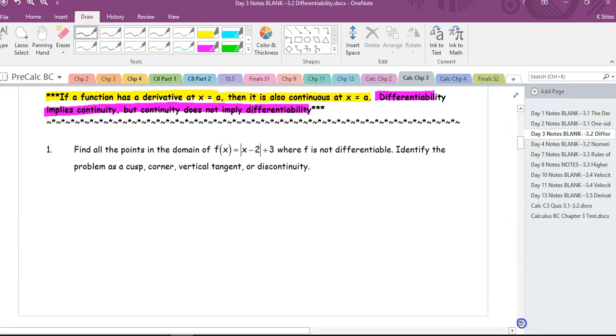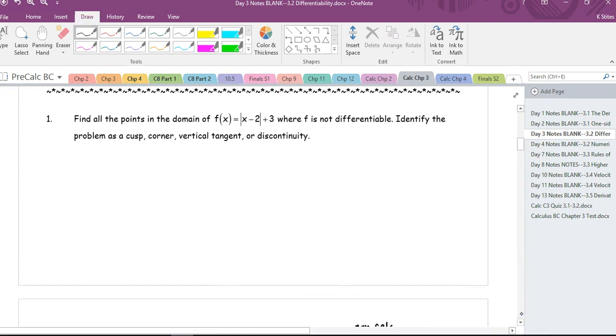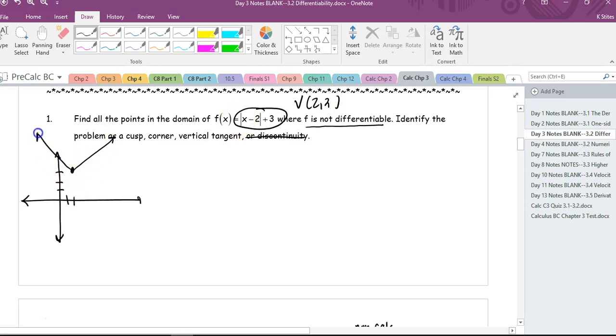Okay. All right, so let's give this a try. Find all points in the domain of f of x equals the absolute value of x minus 2 plus 3, where f is not differentiable. Identify the problem as a cusp, corner, vertical tangent, or discontinuity. All right, well, this is an absolute value graph. It's definitely continuous. And we can just kind of draw a picture of this. You should know that your vertex is at (2, 3). And you have a positive in front, so it's going to be going up.